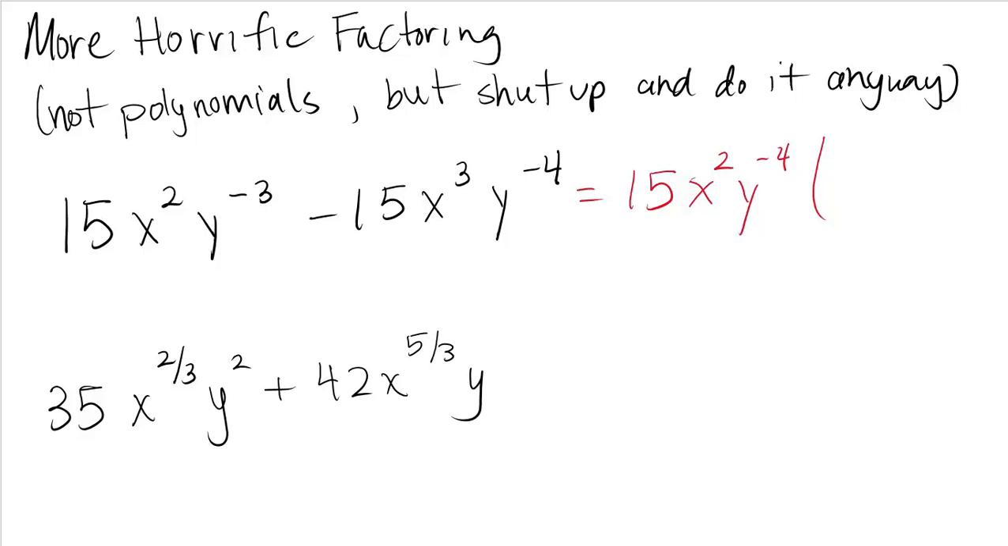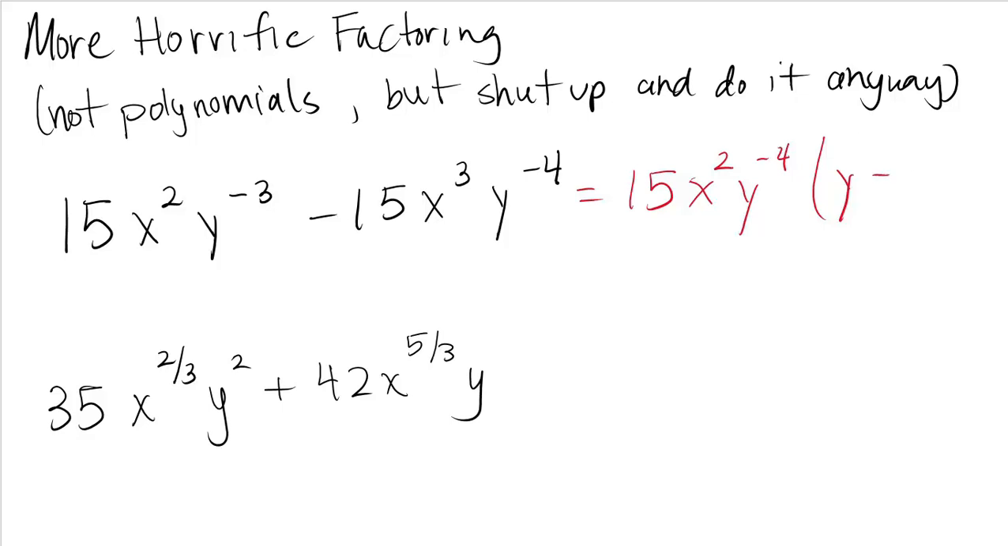Now we have to ask ourselves, what do we multiply by in order to get the original polynomial? The first term has a 15. Well, we've already pulled out the 15. It had 2 copies of x. Well, we've already pulled out 2 copies of x. It has a y to the negative 3, and we have a y to the negative 4. What would I have to multiply y to the negative 4 by in order to get y to the negative 3? Well, I'd need one copy of y so that when I add the exponents, I get negative 3. Negative 4 plus 1 is negative 3.